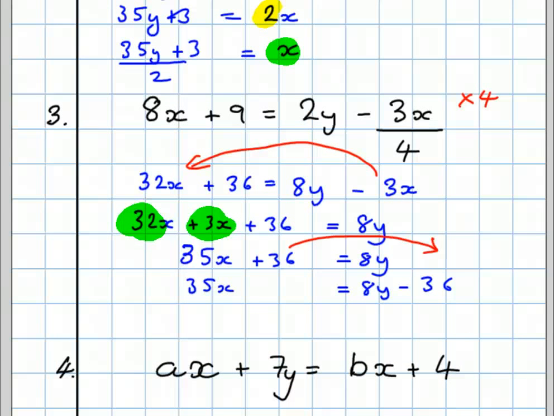And as we've done in the previous two, we take the coefficient of x and make it the denominator. So x equals 8y minus 36 all over 35.